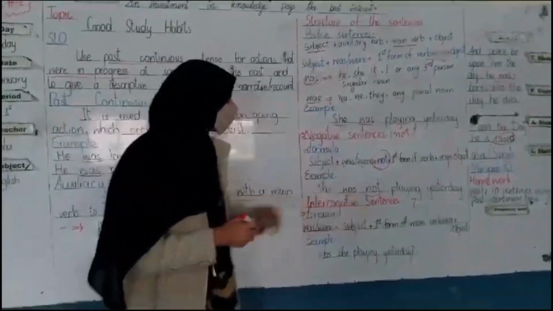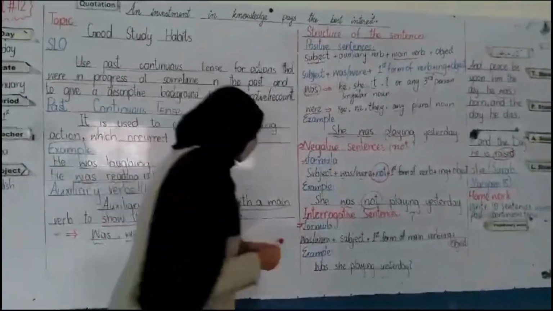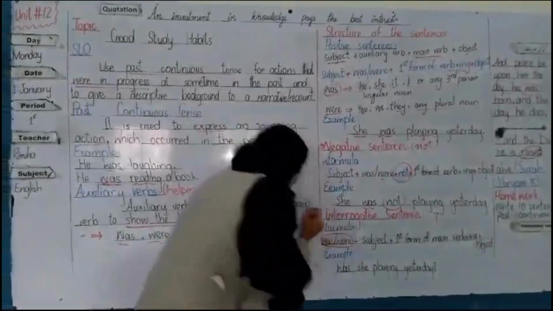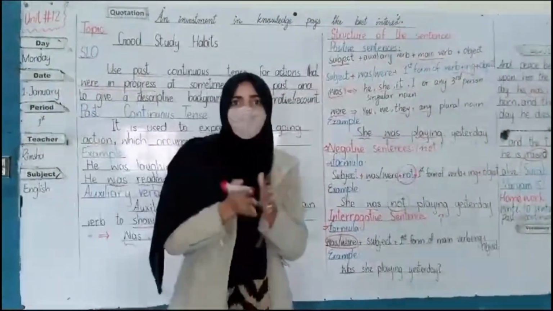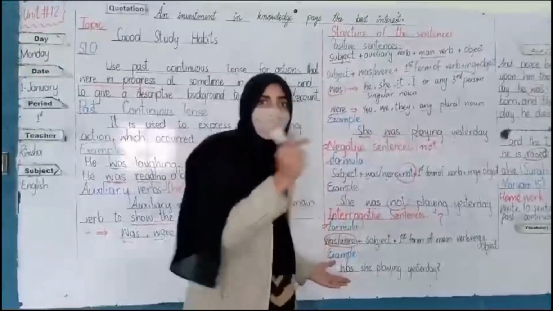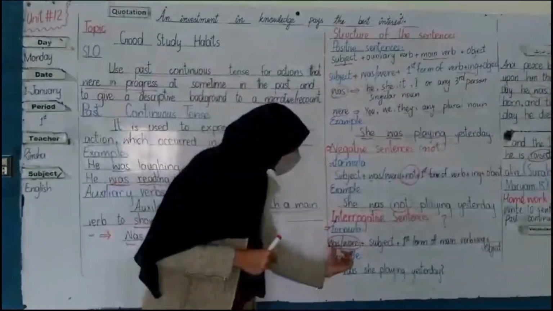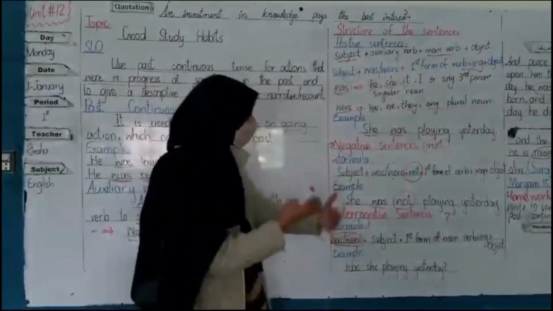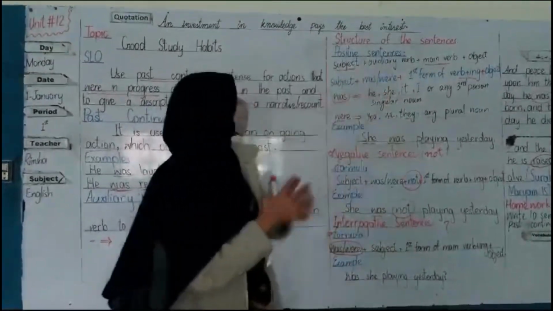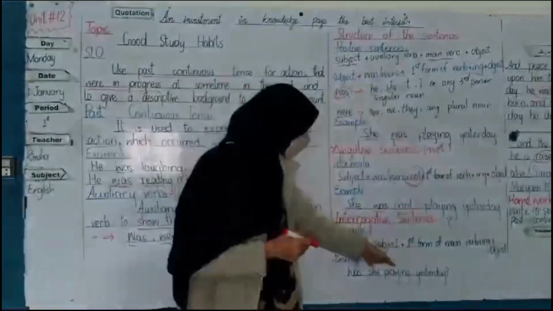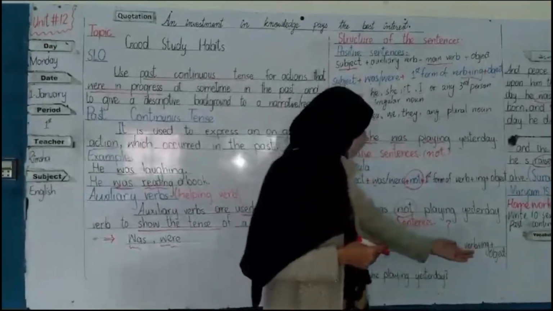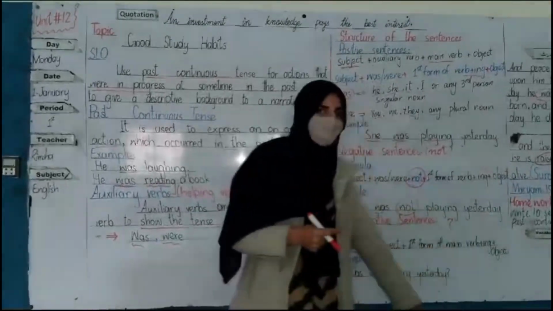In these sentences, we put our auxiliary verbs at the start of the sentence. Where are we using our auxiliary verb? At the first. In the first of the sentences, we will use auxiliary verbs, was and were. And after that the sentence is totally similar to the positive sentence, we use subject, first form of the main verb plus ing, and then object.